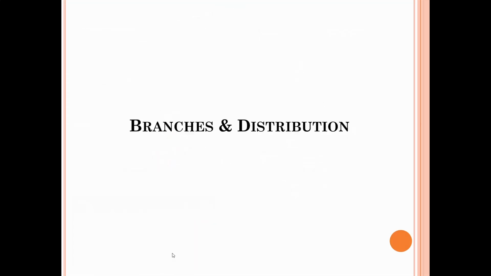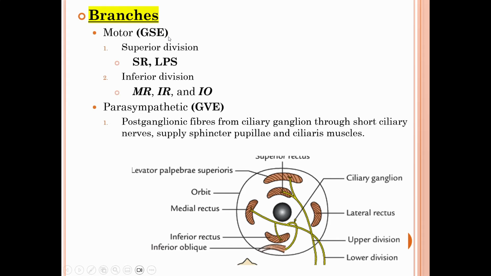Branches and distribution, we have already seen the general somatic efferent fibers will supply the superior division, which supplies the superior rectus and levator palpebrae superioris. Inferior division supplies medial rectus, inferior rectus and inferior oblique. And the general visceral efferent fibers, the preganglionic parasympathetic fibers, relay at the ciliary ganglion, and postganglionic parasympathetic fibers from the ciliary ganglion will pass through the short ciliary nerve and will supply the sphincter pupillae and ciliaris muscle.